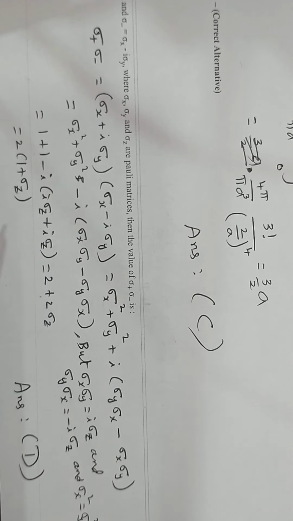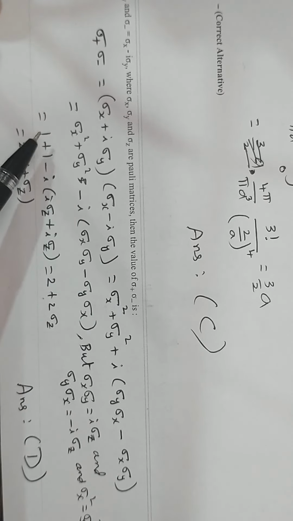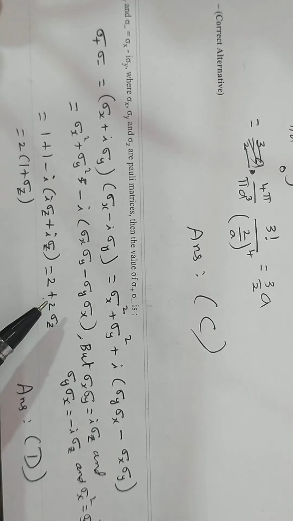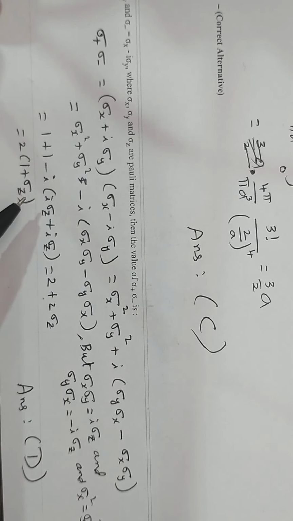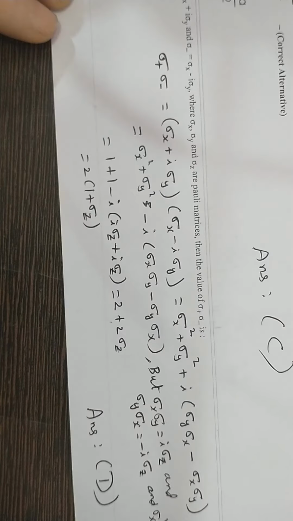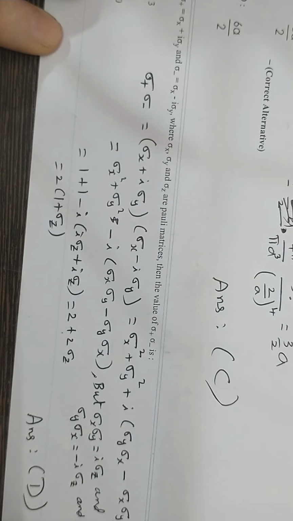The values are 1. So if we substitute this value, this is 1 plus i into i sigma z plus i sigma z. Simplifying this, we will get 2 plus 2 sigma z. If you take 2 as a common factor, 2 into 1 plus sigma z. So option D is the correct option.